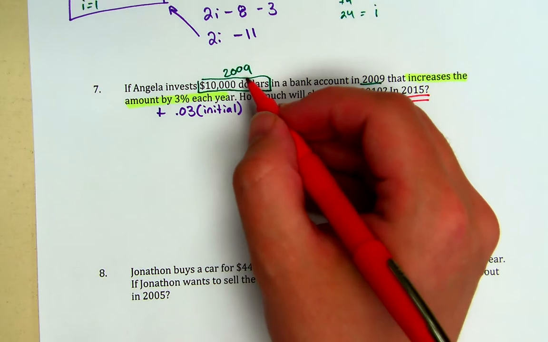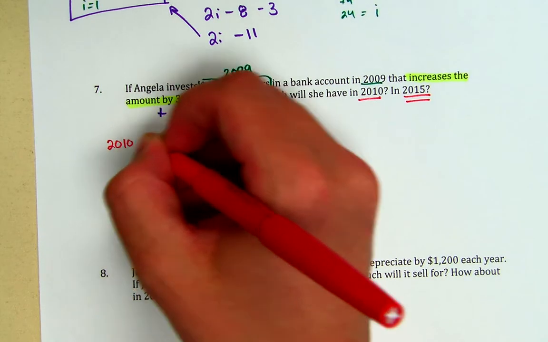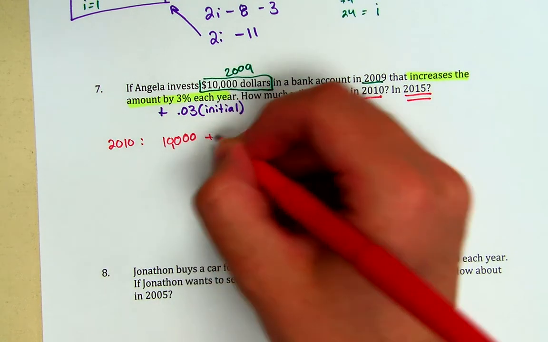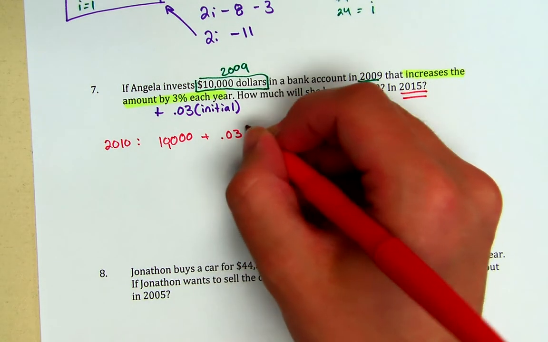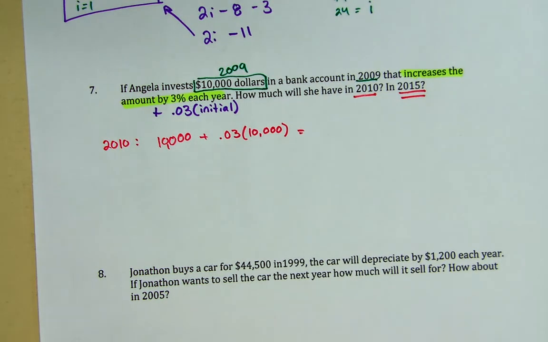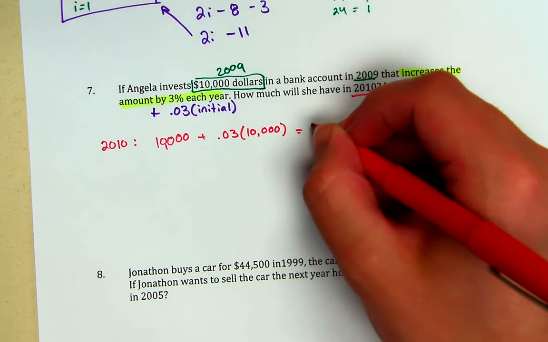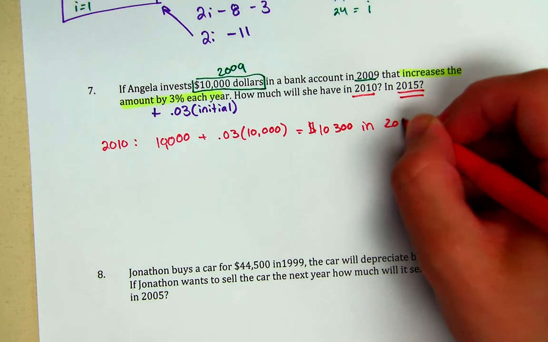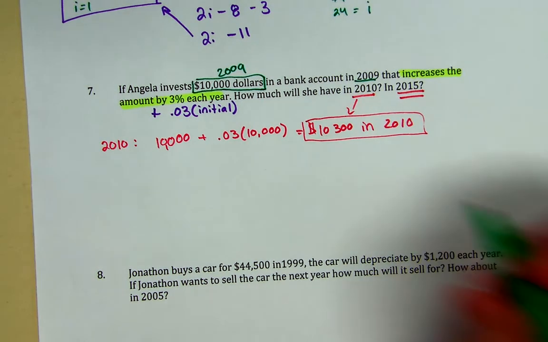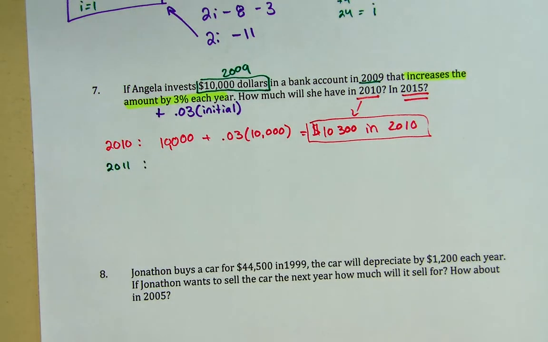Remember, 2009 was 10,000. So in 2010, we have a new total. We're going to take that 10,000 and add on 3% of it. Go ahead, calculate that in your calculator, and figure out how much you get. You get $10,300 in 2010. So that answers one of our questions here. Now, again, take that and find 2011 and keep going with it.